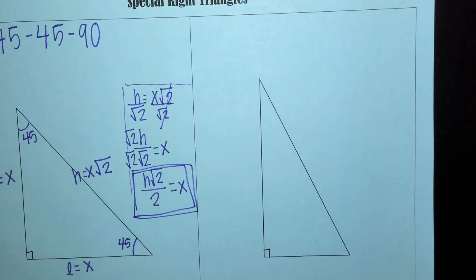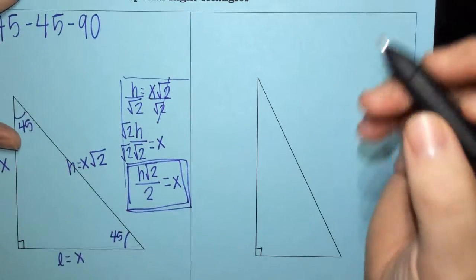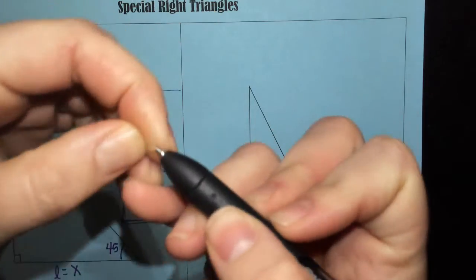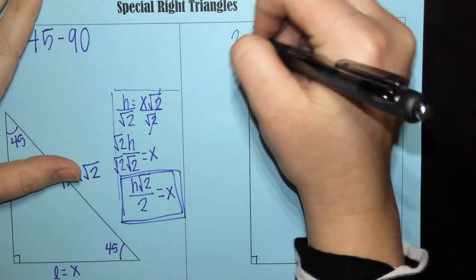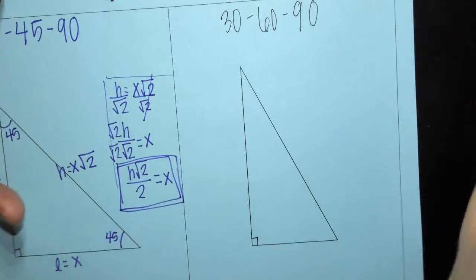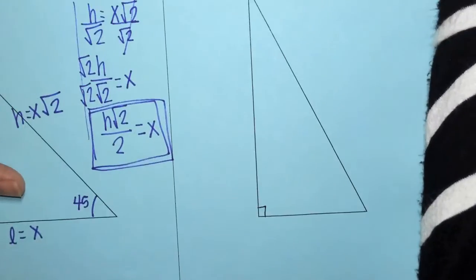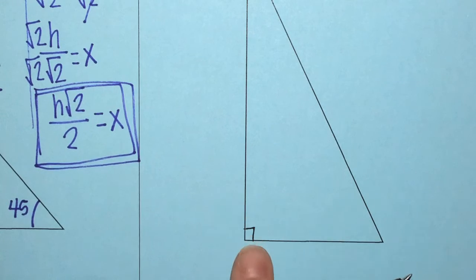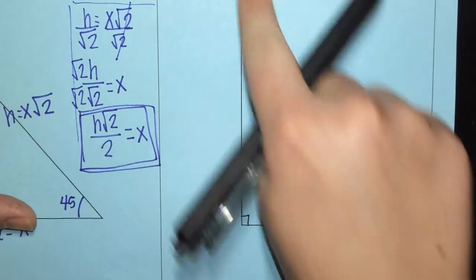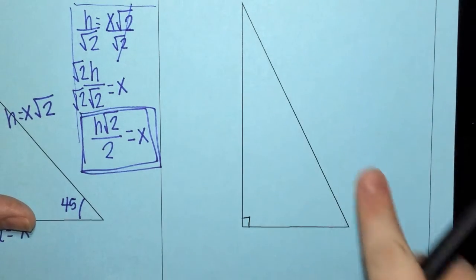All right, so here we go. We have done 45, 45, 90. Now we're going to add on 30, 60, 90. All right, so obviously this is our 90, which makes this side our hypotenuse.